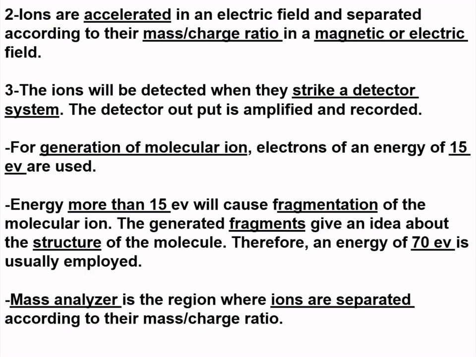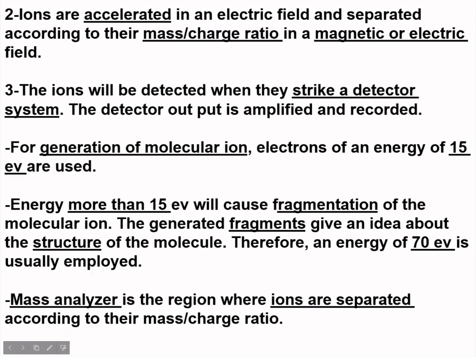For generation of a molecular ion only, the high energy of electrons should be about 15 electron volts. Energy more than 15 would lead to fragmentation of the molecular ion. The process of fragmentation is also important because it can be used to determine the structure of the compound. Therefore, in most instances, we use electrons with an energy of 70 electron volts.